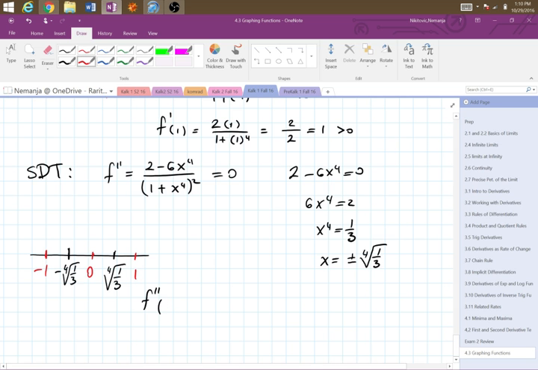So we're picking -1 first. Plug in -1, we get 2 minus 6 times -1 to the 4th, divided by 1 plus -1 to the 4th, everything squared. Now, the denominator is squared, so that's going to be positive at all times. We don't care about it. The numerator is 2 minus 6, which is -4. So the whole thing is negative, and there you go, concave down.